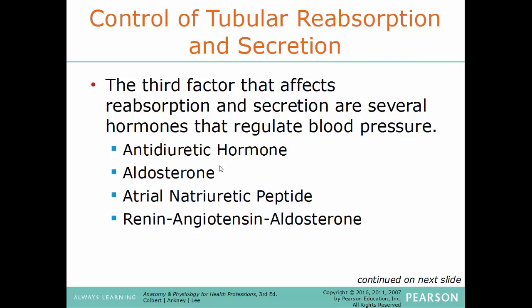The third factor that will affect reabsorption and secretion is several hormones that will help regulate blood pressure. These include ADH, antidiuretic hormone, aldosterone, atrial natriuretic peptide, and then renin, angiotensin, and aldosterone.